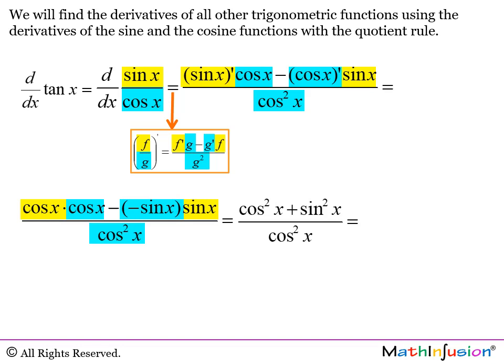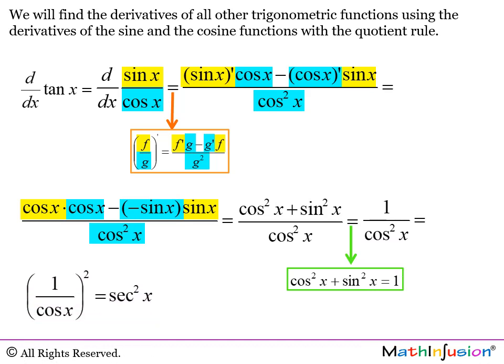Now we are going to use a very famous Pythagorean identity: cosine to the power of 2 of x plus sine to the power of 2 of x equals 1. We get that. But this can be written as 1 over cosine x to the power of 2. 1 over cosine x is secant x, and we get secant to the power of 2 of x. We conclude that d dx of tangent x equals secant x to the power of 2.